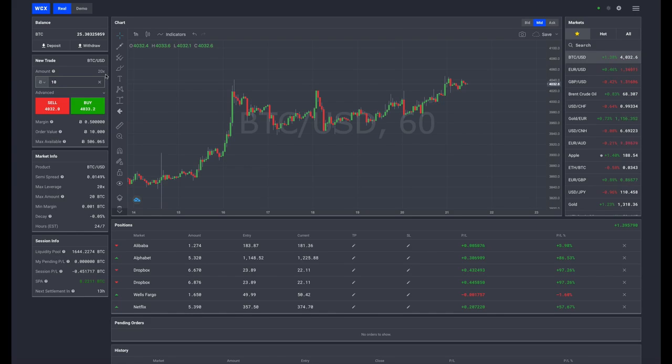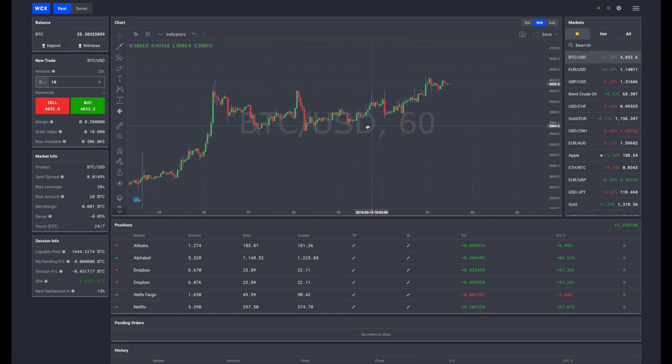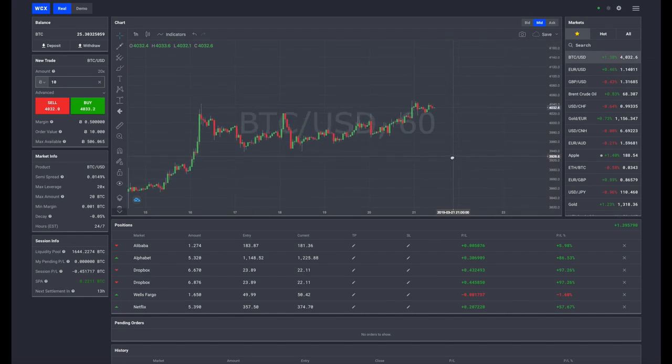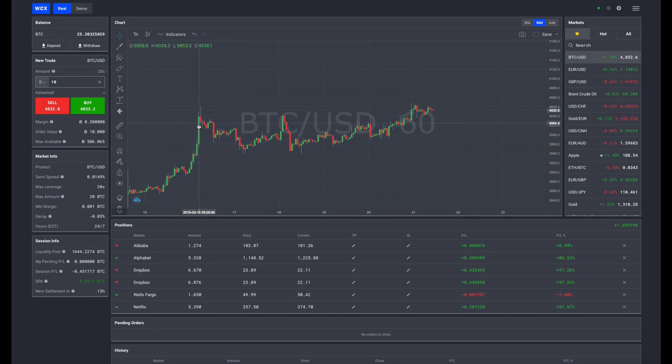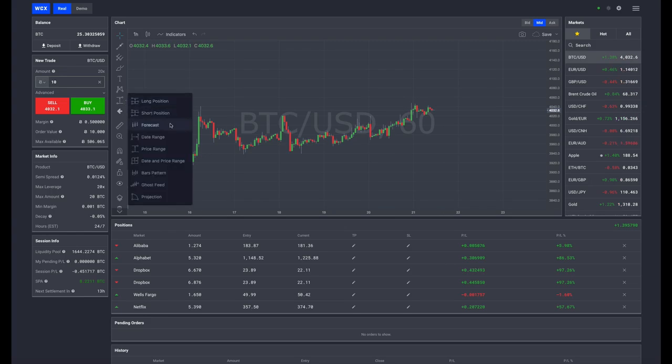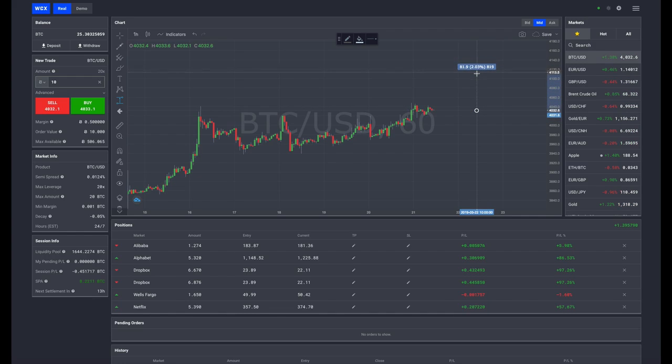Leverage also multiplies your profits and losses. Let me give you an example on the chart here. Imagine we're at 20 times leverage and we submit a long position. We expect the market to go up, and the market does go up by, let's say, 2%. Let me represent this with an arrow, the market going up by 2%. The amount of profit you're going to make is 2% times whatever your position size is. In this case, it's 2% times 10, which is 0.2 Bitcoin.